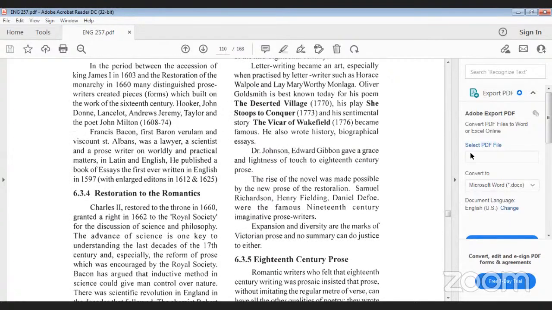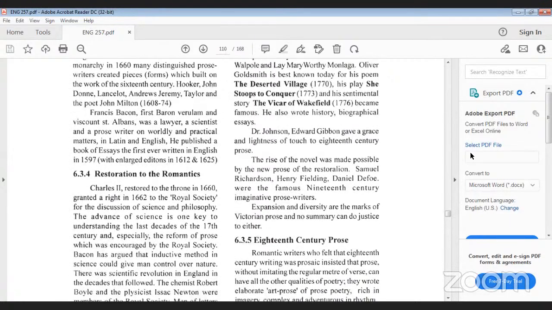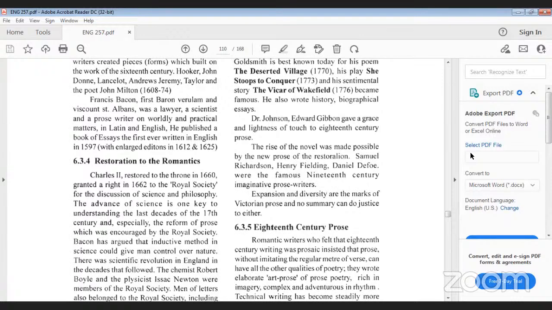Historian to the Romantics. See, this can be asked in your exam as a note: write a short note on the historian, the historian to the Romantics period. So here you can at least go through this, or listen to this, or read this, and try to write it during your exam.